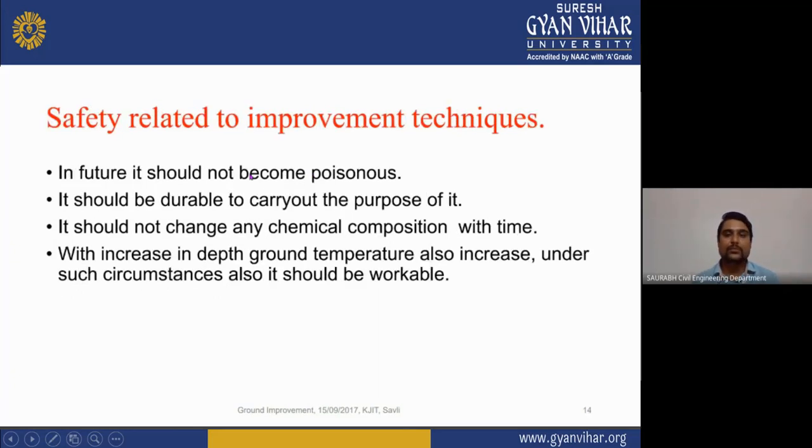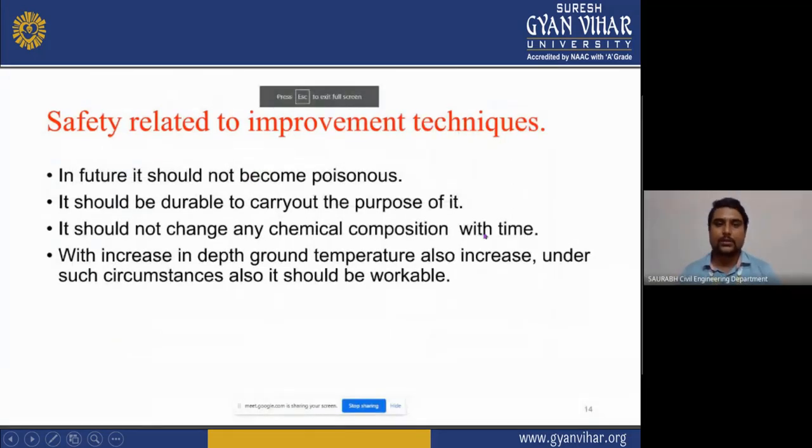Safety related to improving the technique: we will also see that in future it should not become poisonous. It should be durable to carry out its purpose. It should not change any chemical composition with life. With increase in depth, ground temperature also increases, and under such circumstances it should also be workable. So we will also know what safety should be taken care of during the improvement technique. In future, it should not become poisonous. I told you earlier about these safety measures.